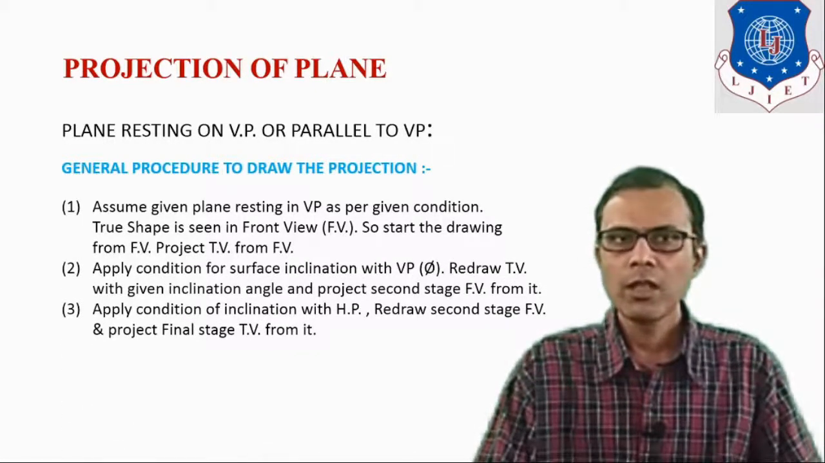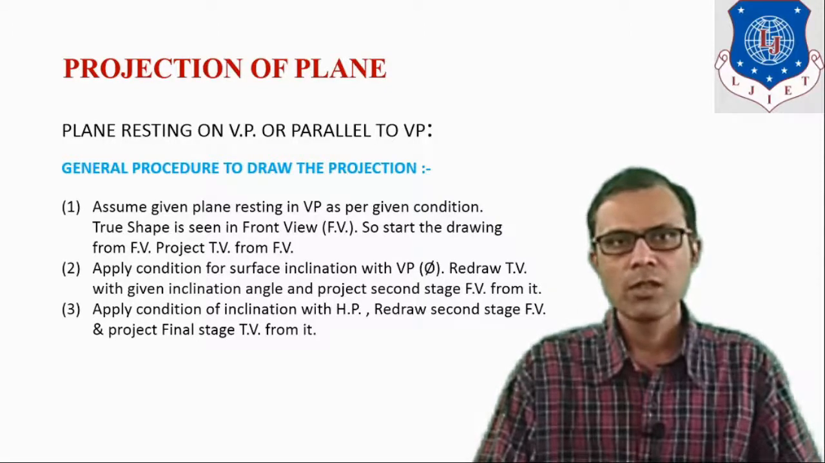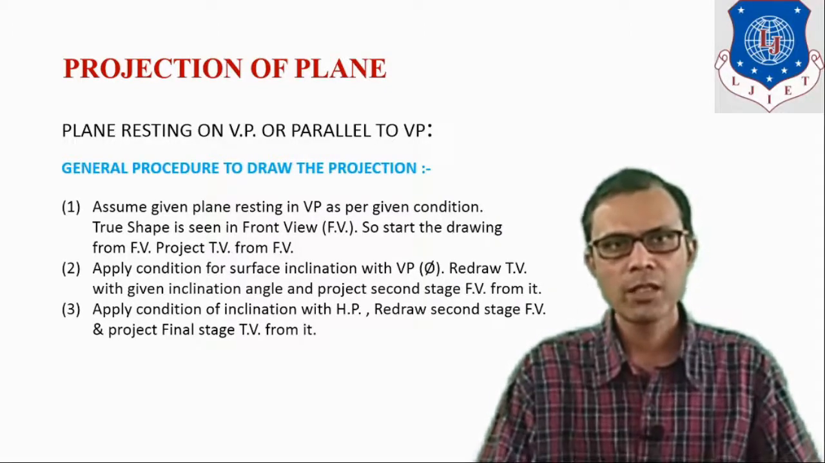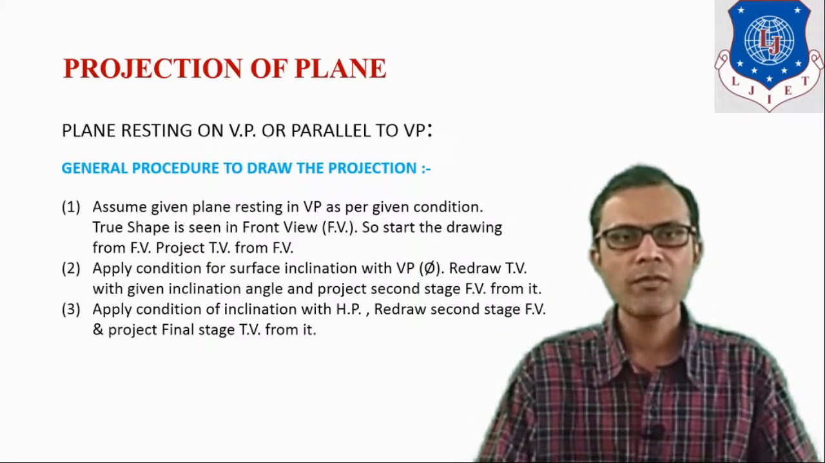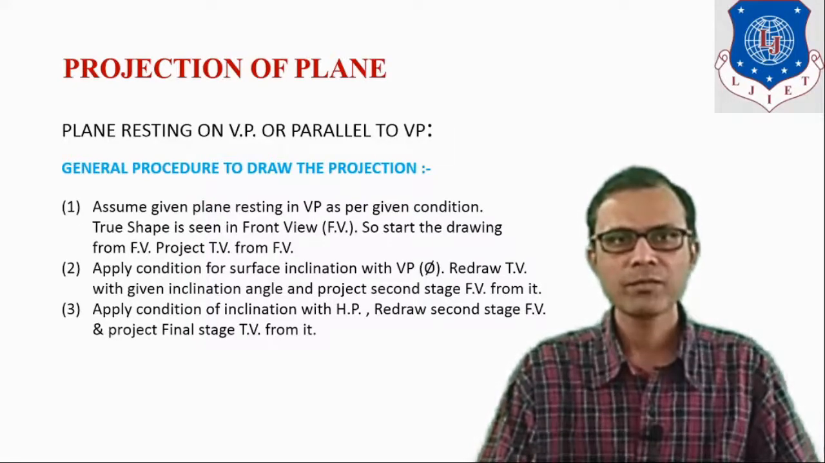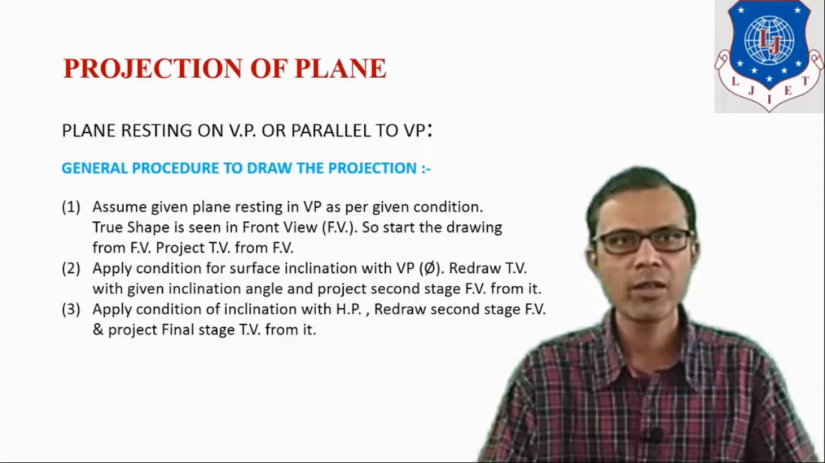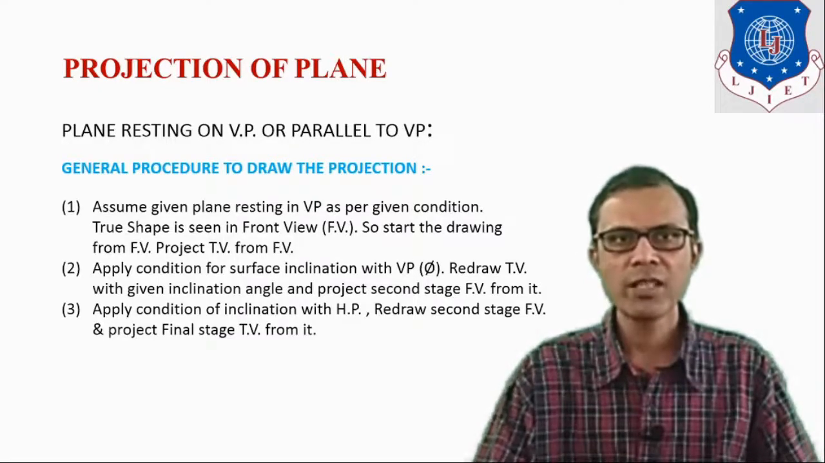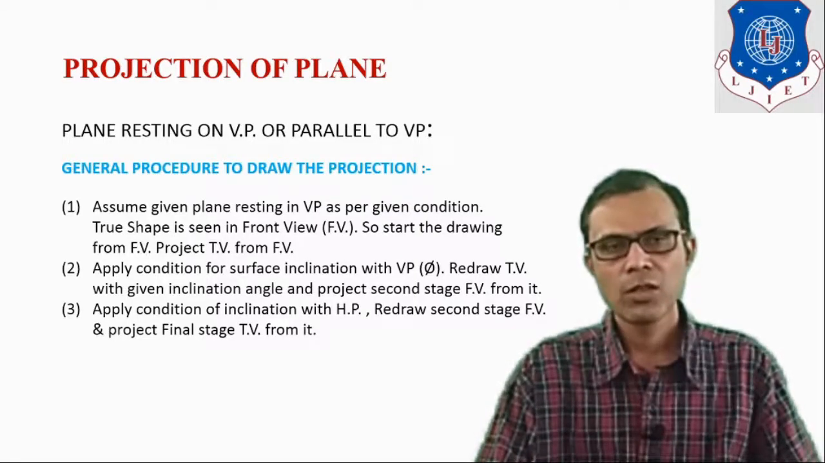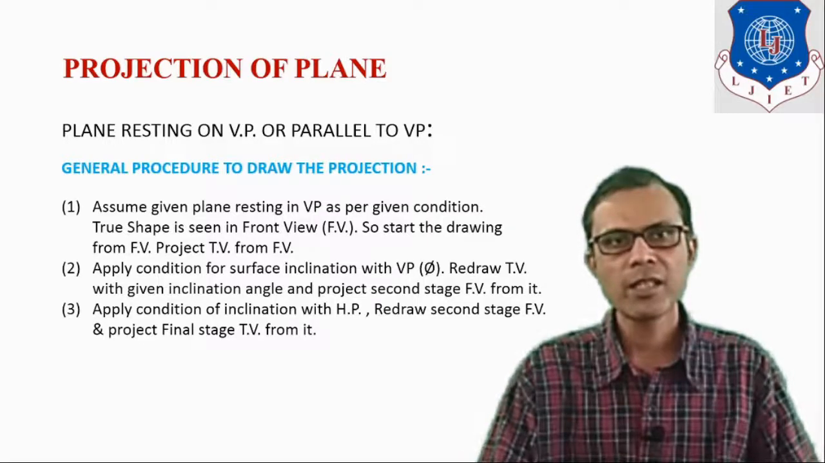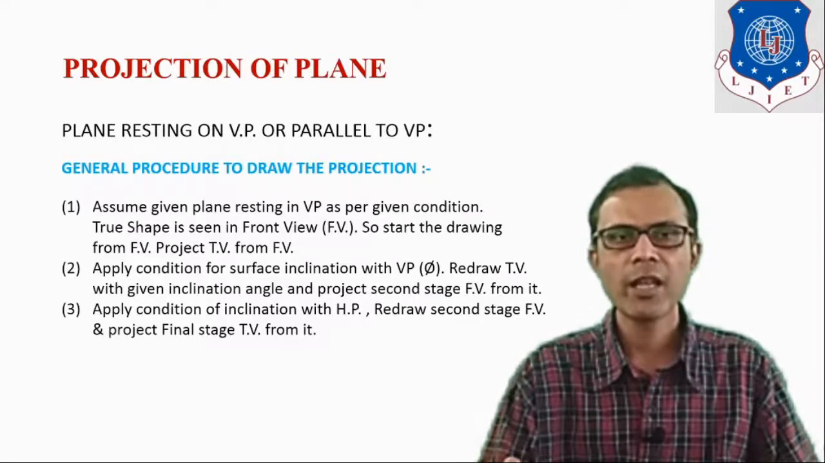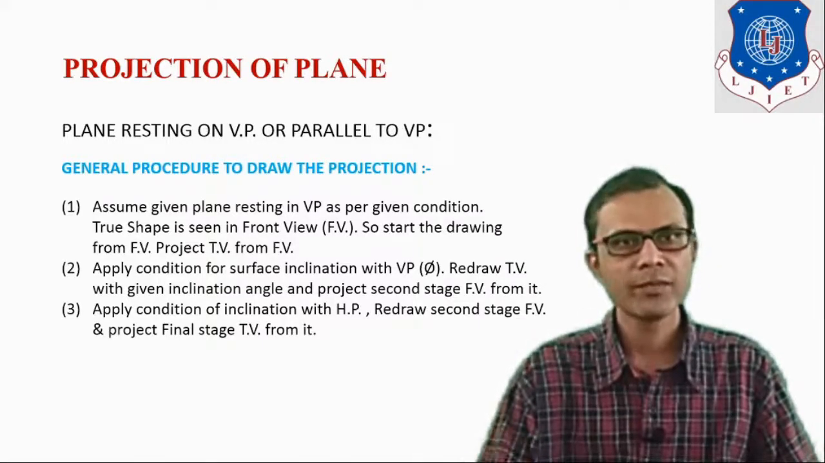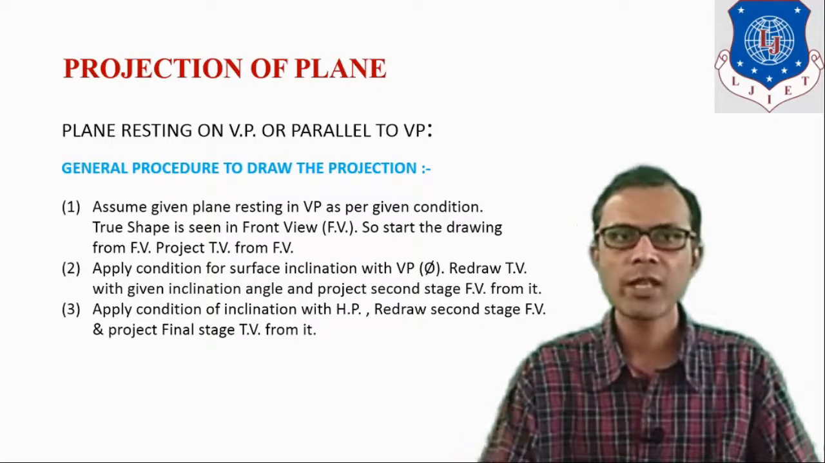Now, when you complete the true shape of the front view, you have to project the top view from the front view. Second stage condition is surface inclination angle with VP, and we know that it is denoted by phi. So actually first stage top view is the length which is not going to be changed. So we are actually redrawing second stage top view in our next stage with the surface inclination angle given angle phi. So that would be our redraw stage.